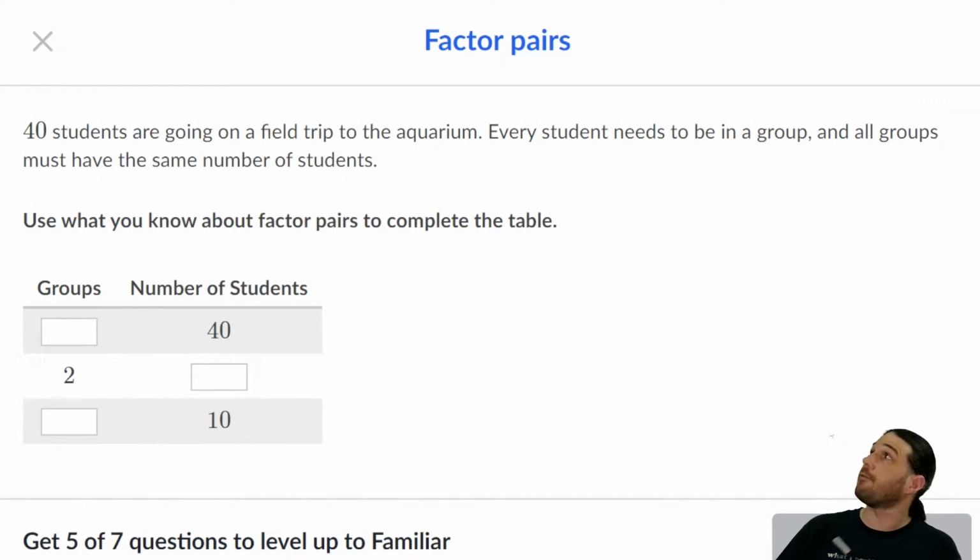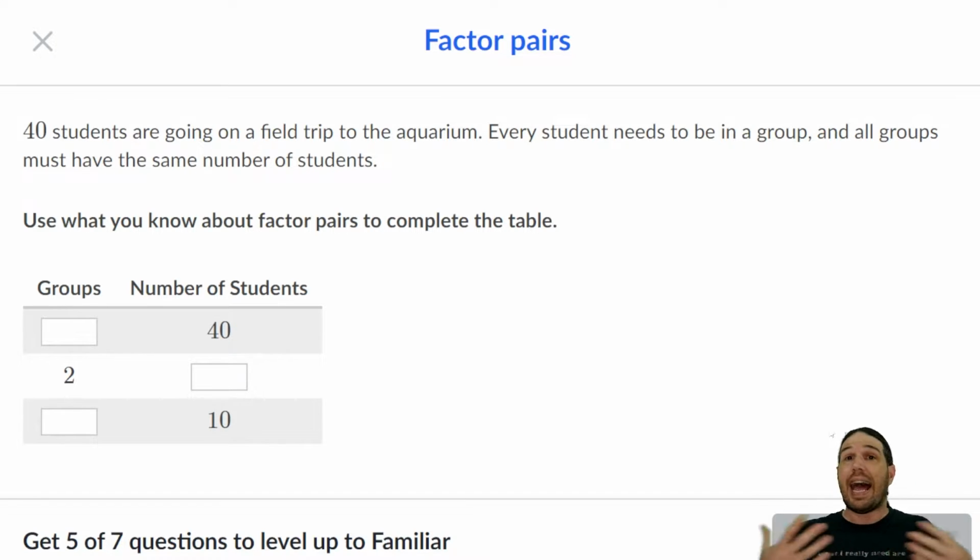So it says here that 40 students are going on a field trip to the aquarium. Every student needs to be in a group, and all groups must have the same number of students. So we're going to list out some possible group configurations following these rules. I really like these kinds of little puzzle problems that give students a chance to find different answers. I wouldn't even show them these options yet. I would just say, how is it possible, and let them figure out for themselves what the various configurations are.